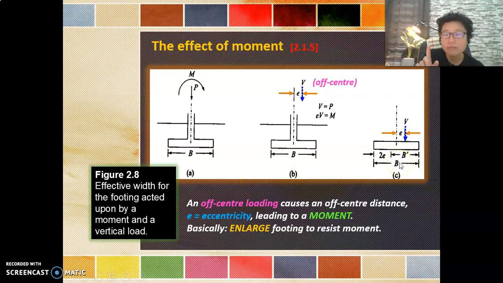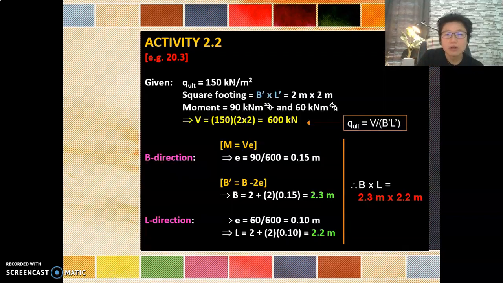B is the dimension that you want. Alright? So you pop it in, B equals 2 plus 2E. Now your foundation size, the B in the B direction, is 2.3 meters now. Do the same calculation for the second direction, L direction. Again, E equals the moment of 60 divided by V, and you see that you get 0.1 meters. Pop it into the equation, you get your new L, that is 2.2. Can you see now? The new B times L is 2.3 times 2.2, larger than your original 2 by 2.